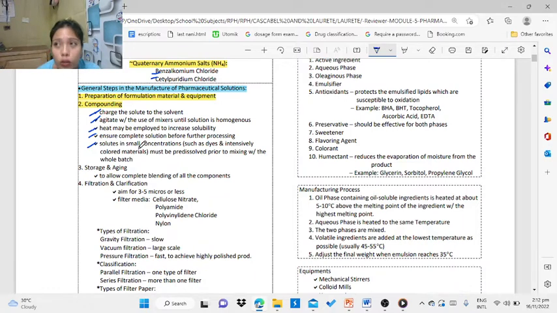Under compounding, charge the solute to the solvent, of course water. The solute will be mixed to the solvent. Dictate the use of a mixer. The equipment is also important to make the solution homogeneous. Heat can be employed to solubilize the solution. Ensure complete solution before further process.